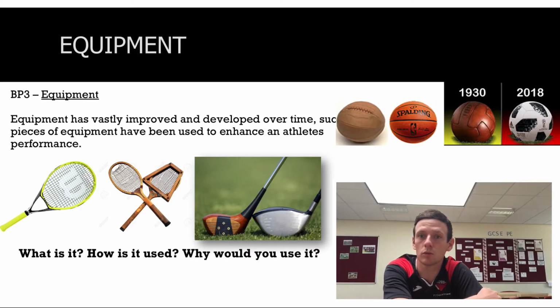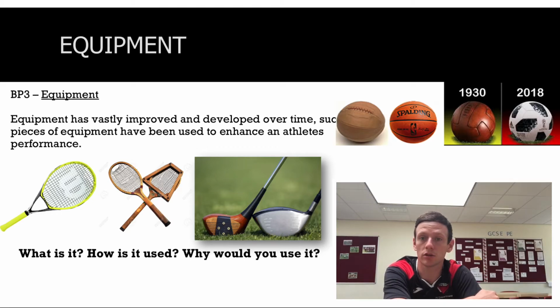Some of the things you would want to talk about might be the weight of the equipment. For golf clubs, tennis rackets, footballs and basketballs, the weight will have changed, it will have improved, it will have got lighter. That might be down to the way they're built, and also down to the materials used in actually building them.